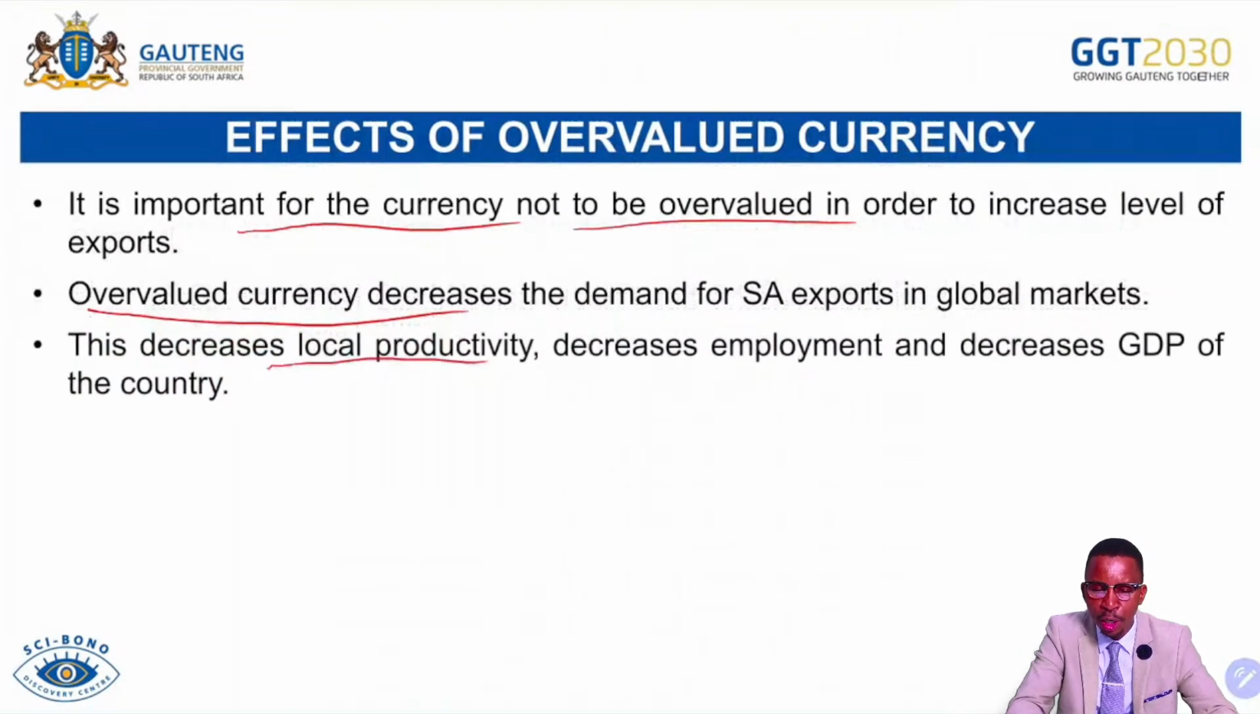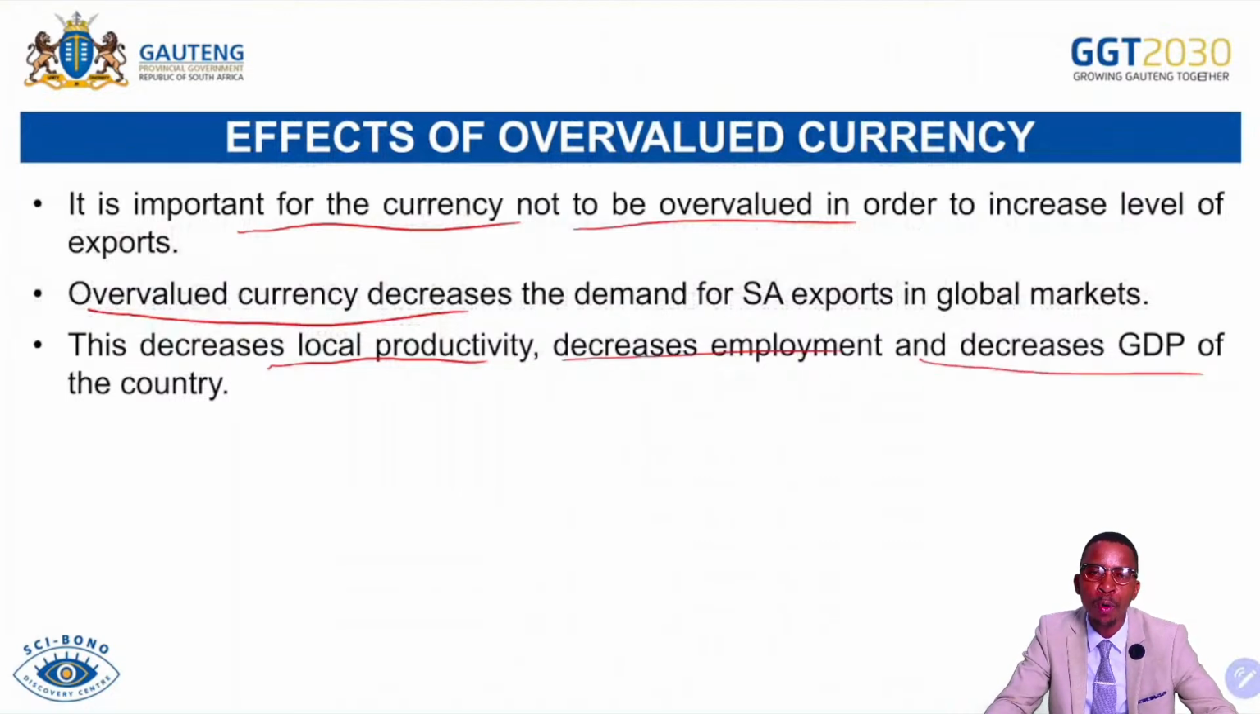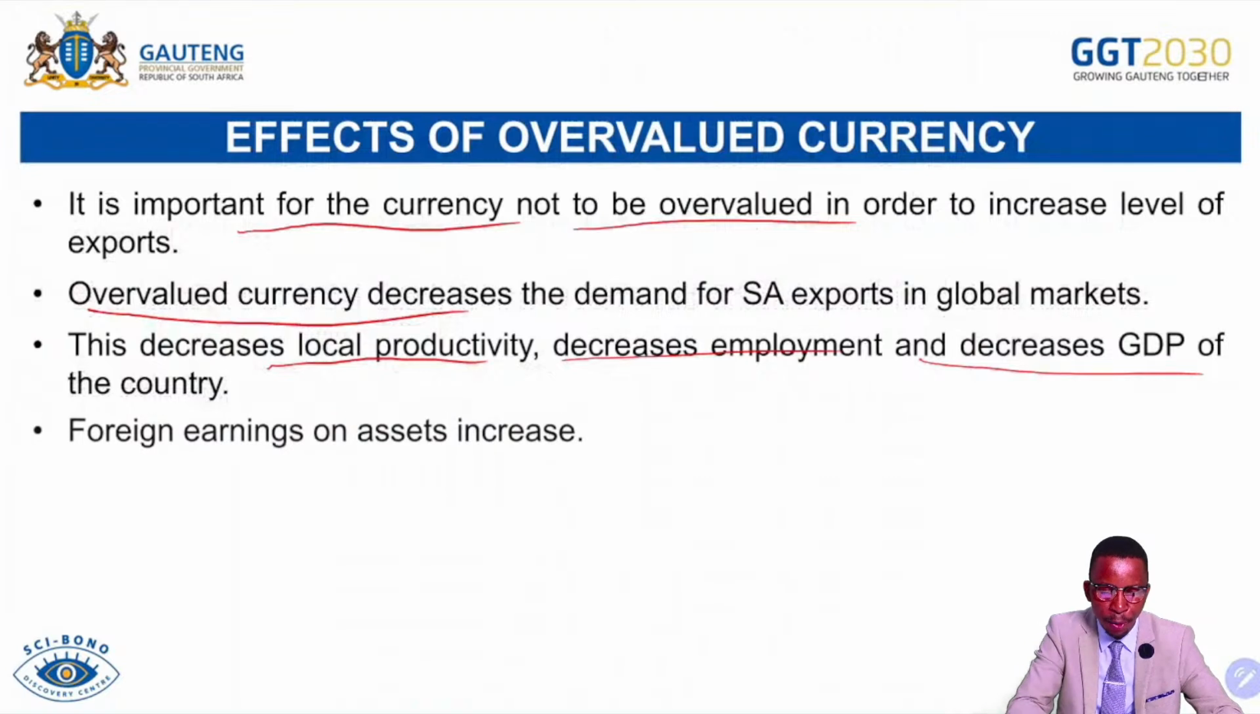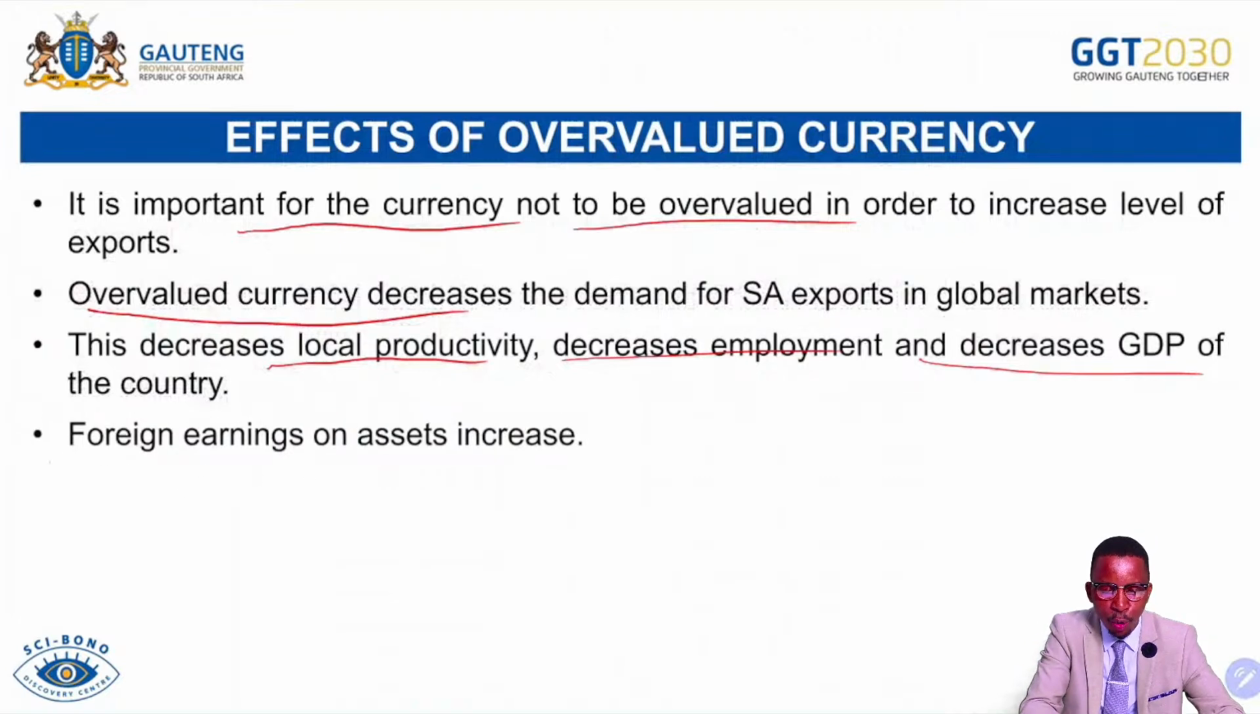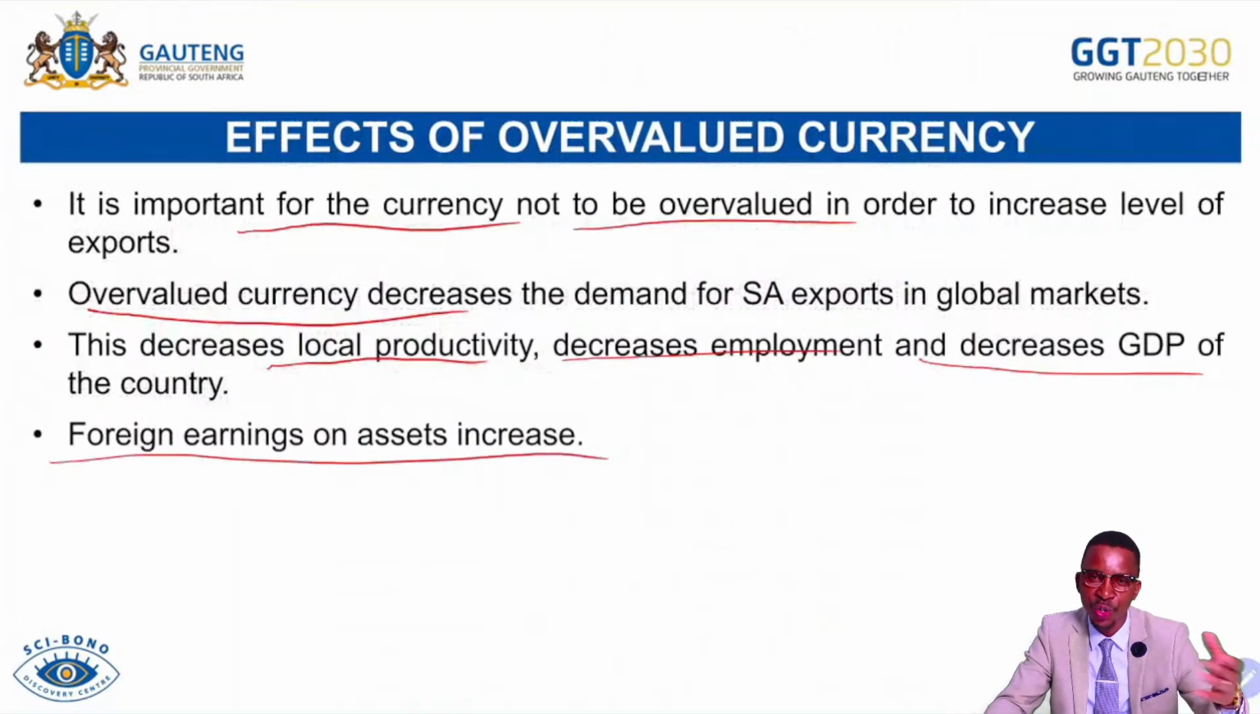So this decreases local productivity, decreases employment, and also decreases the GDP of the country. As our goods are becoming too expensive abroad, they won't be highly demanded, which will decrease our productivity, GDP, as well as economic growth. Then foreign earnings on assets will increase because our currency is strong. As we have those assets, our earnings will be increasing.